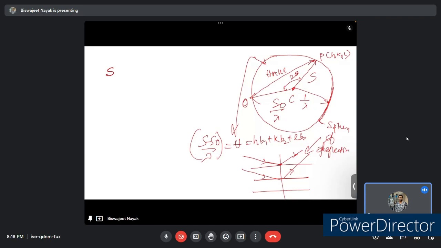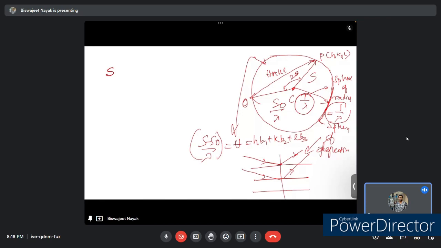And this O is taken as the origin of the reciprocal lattice, and all the scaling is done with respect to this S0 by lambda. This is a sphere of radius 1 by lambda, we say sphere of radius 1 by lambda.